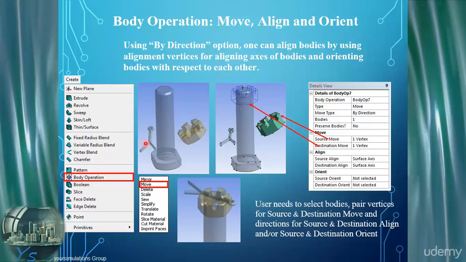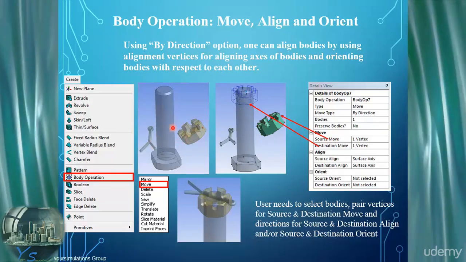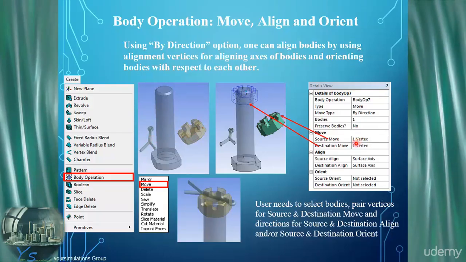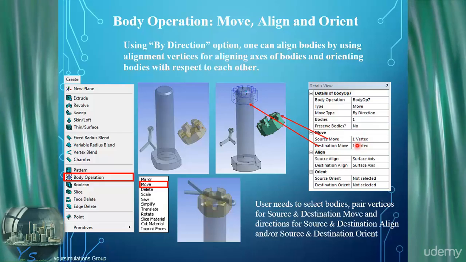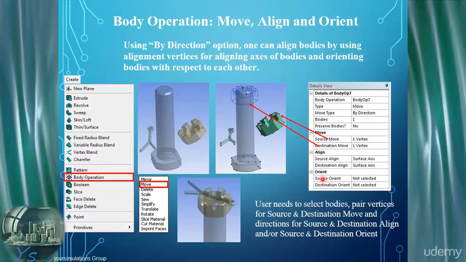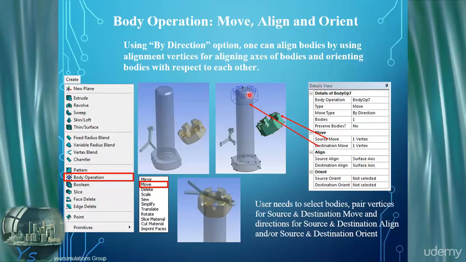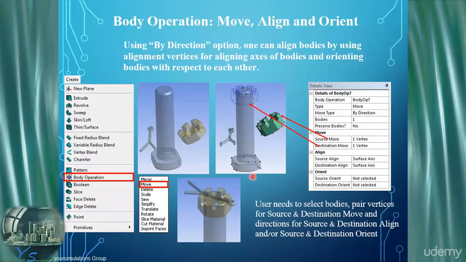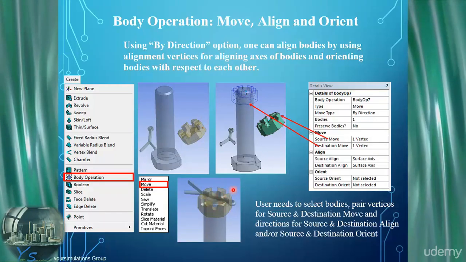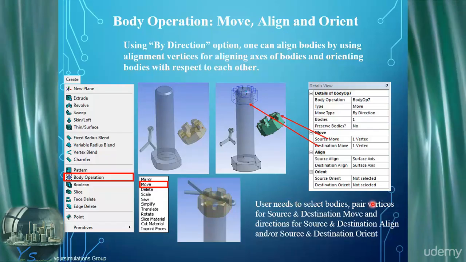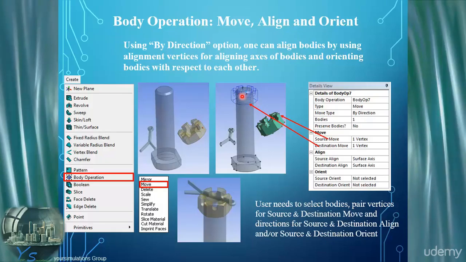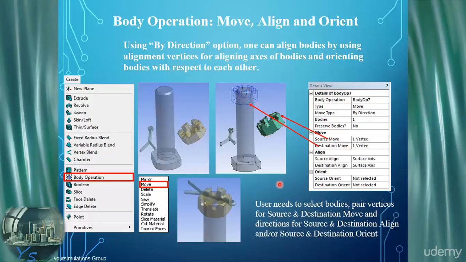So we can see here we've got three bodies which are not in their correct positions relative to each other, and we can use the tools. Here we're using a move tool, and source and destination axes for alignment, in order to orient these bodies relative to each other, so they are then in the correct relative positions. So the user needs to select the bodies, pair the vertices for the source and destination move for orientation of the parts, and also the directions for source and destinations for align.